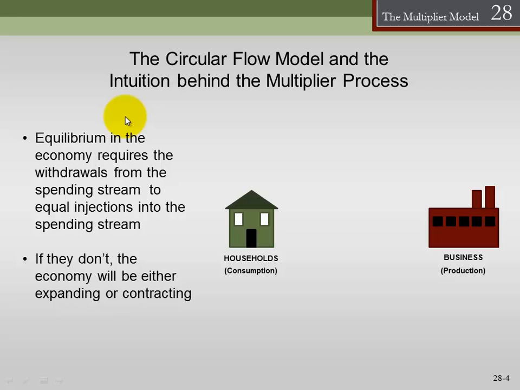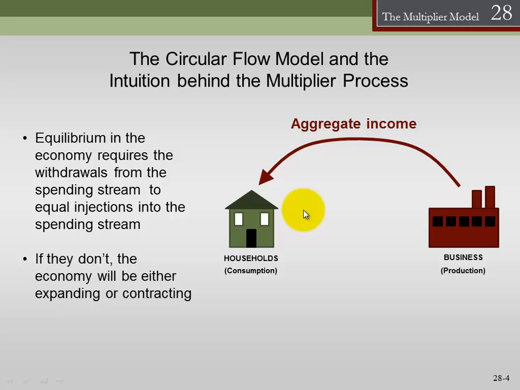So let's look a little bit at the intuition behind this. Let's go back to our circular flow model. In equilibrium, the economy requires the withdrawals from the spending stream to equal the injections. So leakages equal injections is another way to think about that. Aggregate income flows from businesses to households. So we have production, we have consumption here. Notice this is a very simplified circular flow model.